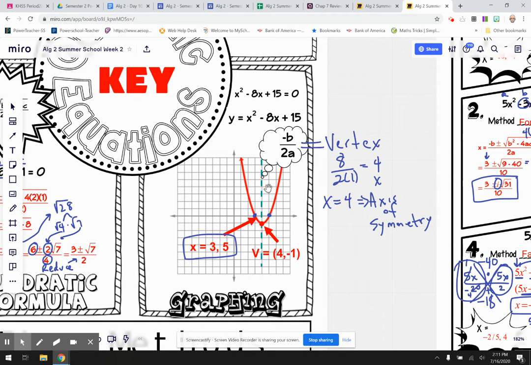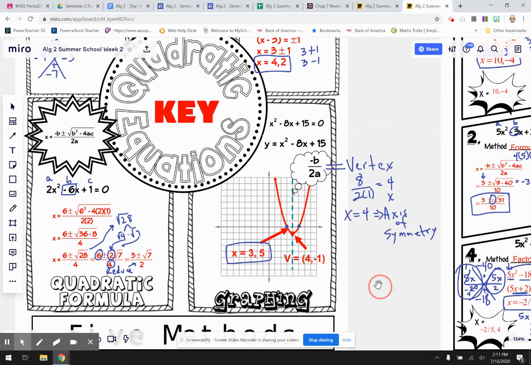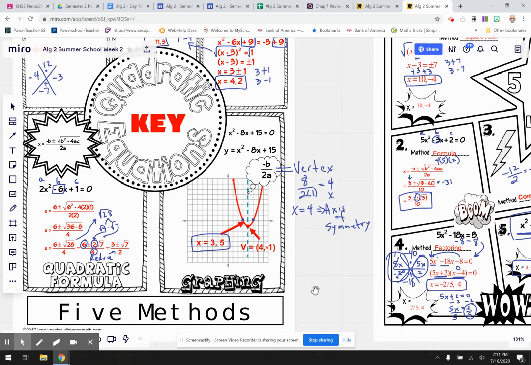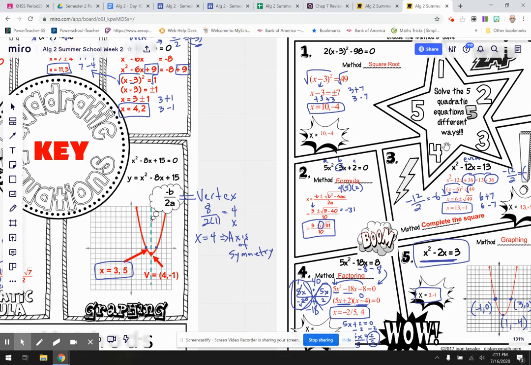If it was flipped upside down, like a negative x squared, then that vertex would be a maximum point. It would be the highest point. So there is no maximum on here because these go up forever, but there is a minimum. It cannot be lower than this right there. So those are 5 different methods. You can look at some examples there.